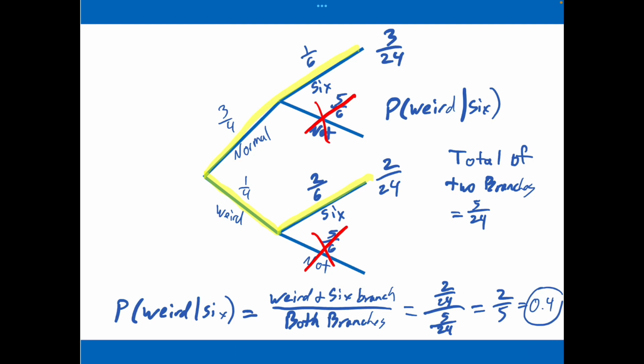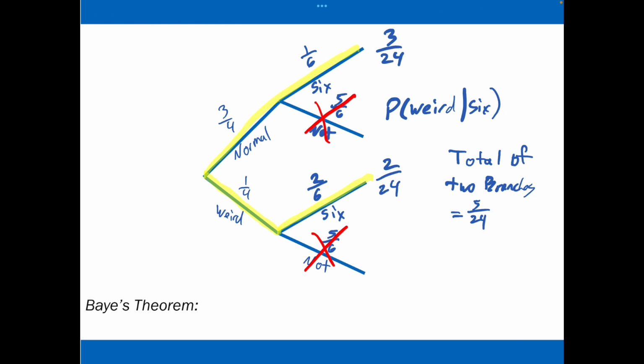This is the big idea of a theorem that we call Bayes' theorem. And Bayes' theorem is, in short, this process of dividing the branch we're looking at by all of the branches that end up in the given outcome. But we have a fancy formula, so let's write it down and talk about it.